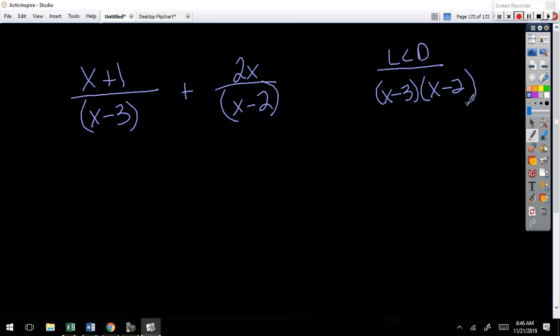So in order to force an LCD, well, no, I don't even want to FOIL it. I want to look at what it's missing. What's the first one missing? What do I have to give it to make it look like the LCD? x minus 2.